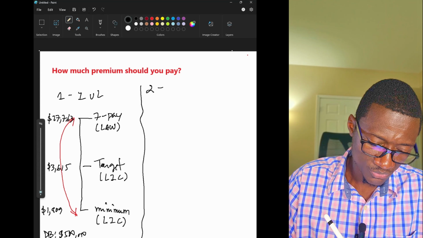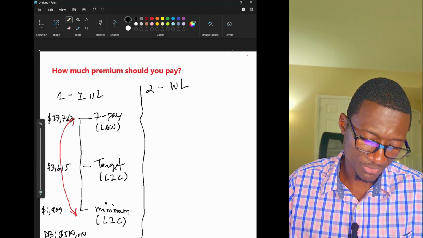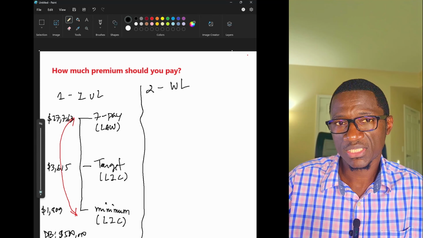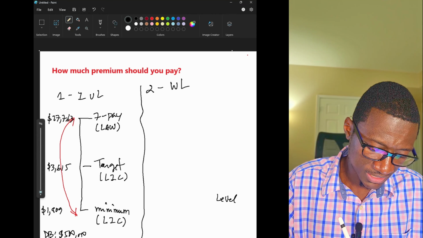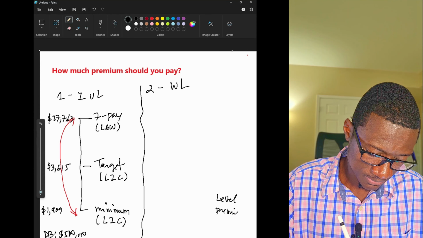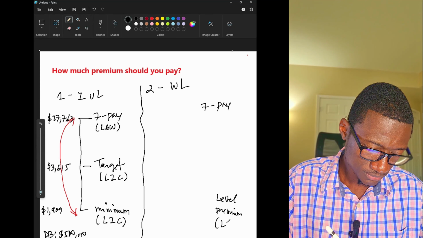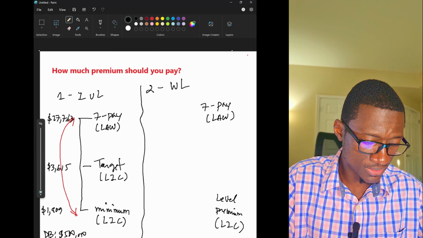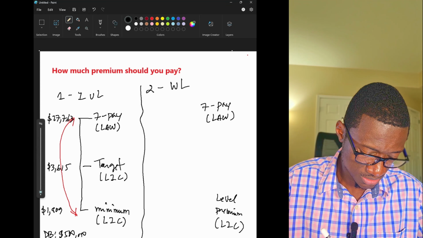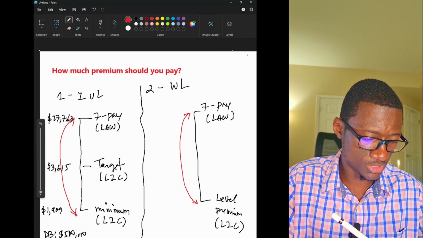Let's go to whole life. In the context of whole life, we basically have 2 types of premium. Per contract, you are expected to pay a specific amount of premium every year. So the premium are level. So I will put level premium here. And then you also have the 7-pay. Just like in the case of an IUL, you can pay anything between the level premium and the maximum premium that you can put into this policy.